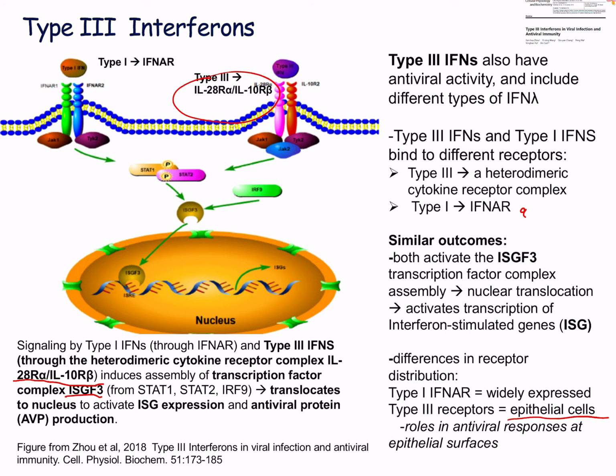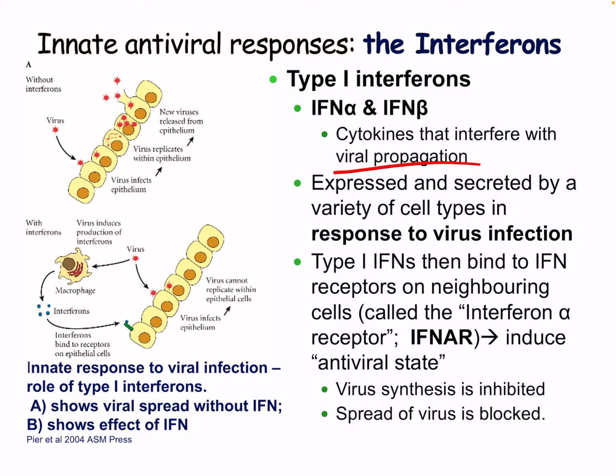So again, the interferons. The type 1 interferons include interferon alpha and interferon beta. These are cytokines that interfere with viral propagation. These are expressed and secreted by a variety of cell types in response to virus infection. The type 1 interferons then bind to interferon receptors on neighboring cells, called interferon alpha receptor, or interferon AR, which induce an antiviral state. This results in virus synthesis being inhibited and the spread of the virus is blocked.